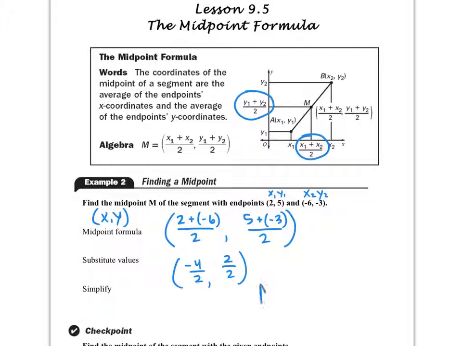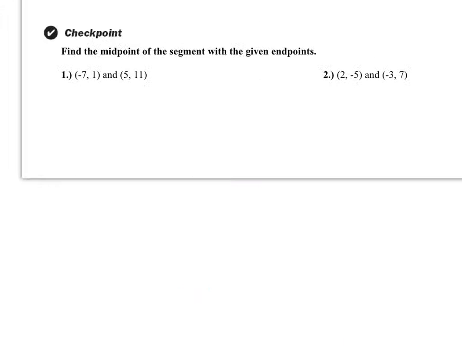So this midpoint, which we label with capital M, would be (-2, 1). And again, if we put this on a graph and plotted those endpoints, you would see very clearly that that's the midpoint. But if we don't have a graph, that's okay. We can still figure out the midpoint. All right, why don't you and your partner take just a minute to try 1 and 2.